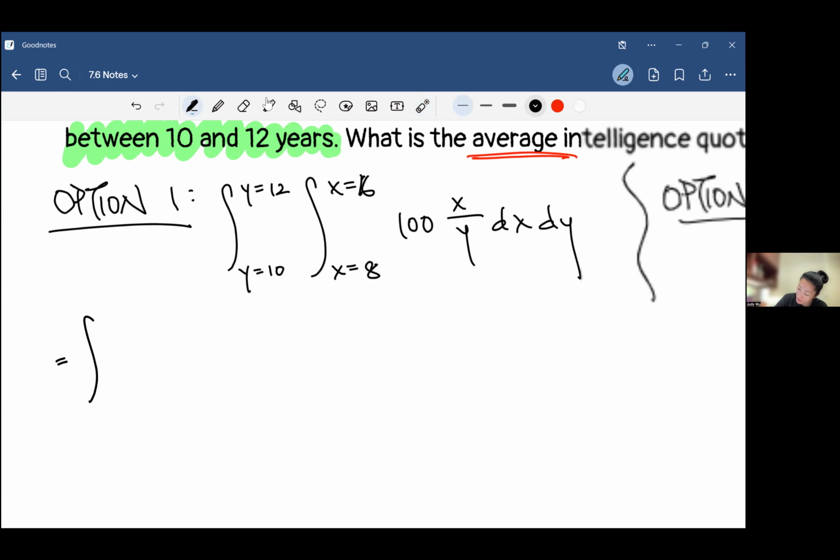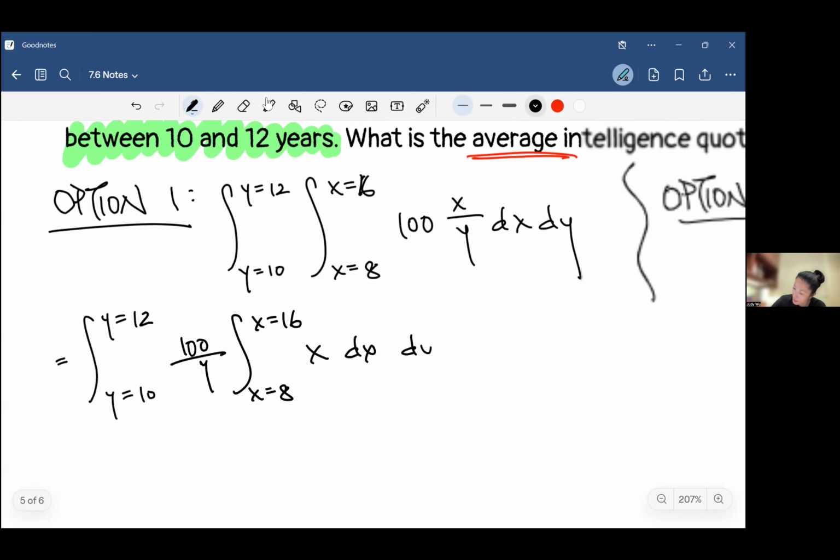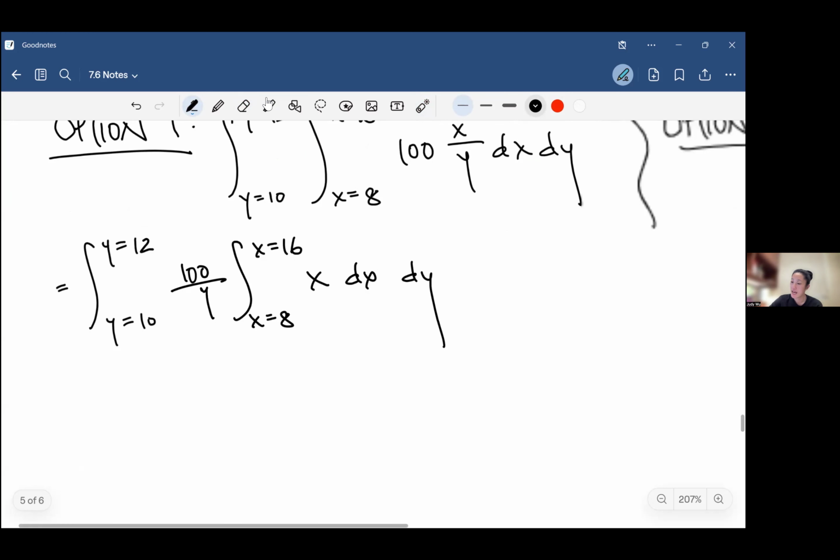In other words, I have the integral from y equals 10 to y equals 12, and I want 100 over y, the integral of x equals 8 to x equals 16 of x dx, and then dy. And again, this kind of goes back to the beginning of the last video where I said go ahead and pull out those constants. If it makes it easier for your brain, why not?